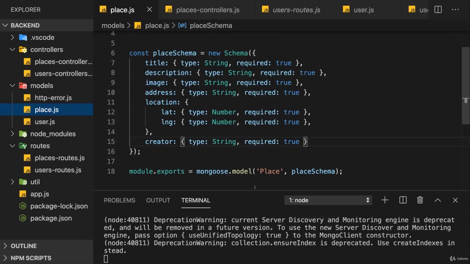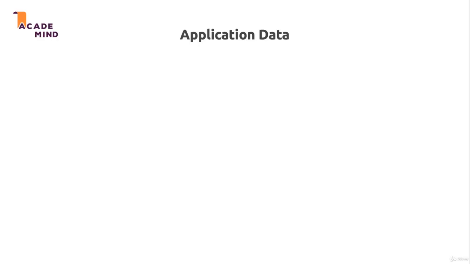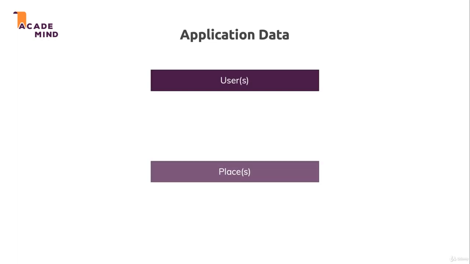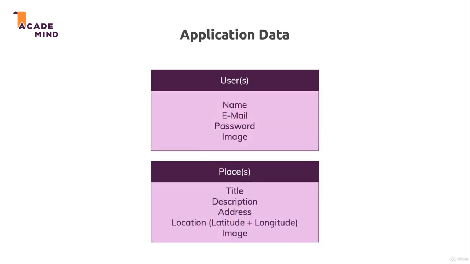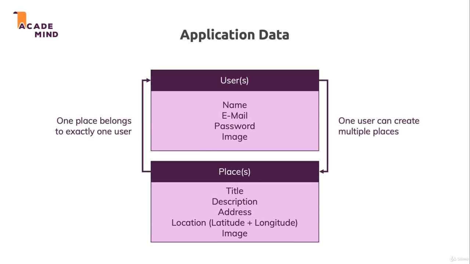We are coming towards the end of this module. What is missing now is the relation between our places and our users. To bring this back to your mind again, we have the structure now, so we have users and places. And now in the end, the goal is to make sure one user can create multiple places and one place belongs to exactly one user only.